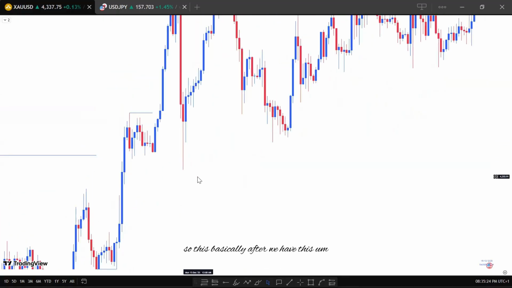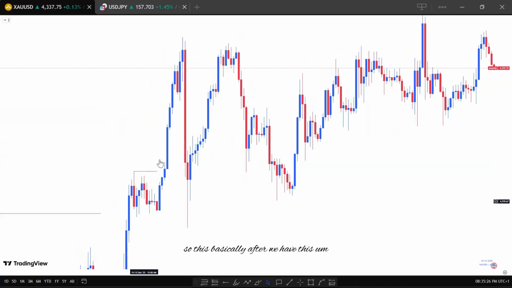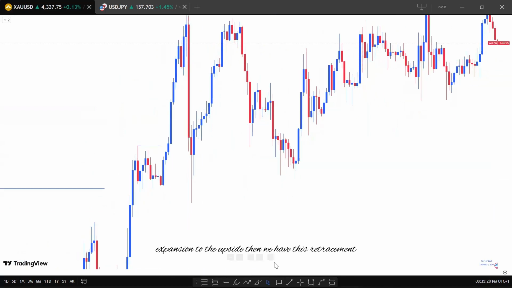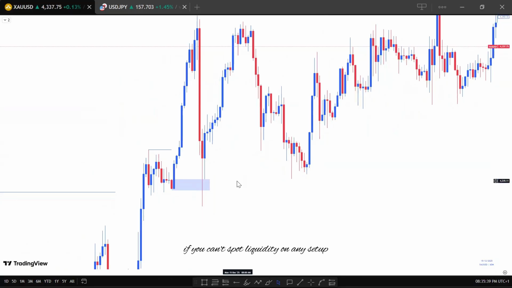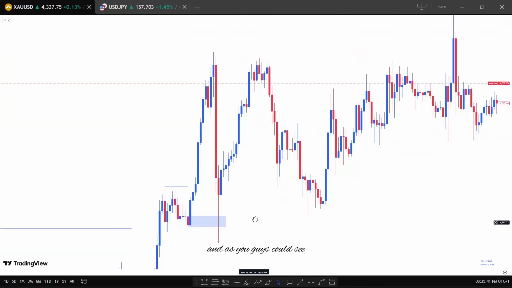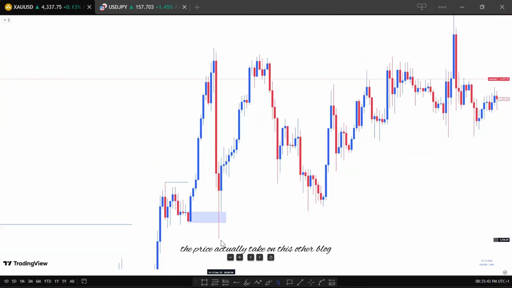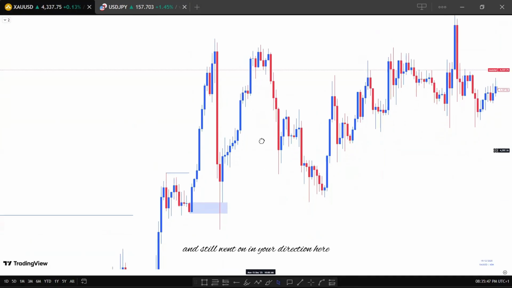So basically after we had this expansion to the upside, then we had this retracement. Most people will be wanting to take this trade from this order block. But mind you, this order block does not have liquidity. There's a saying that if you can't spot liquidity on any setup, you are definitely the liquidity. And as you guys could see, price took this order block and still went in your direction here.